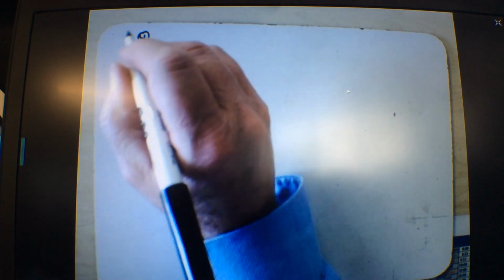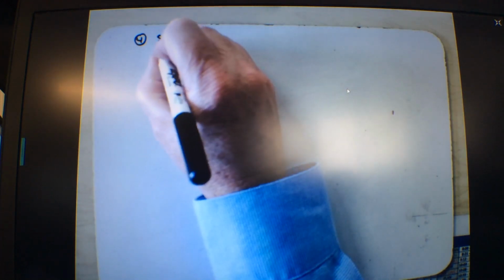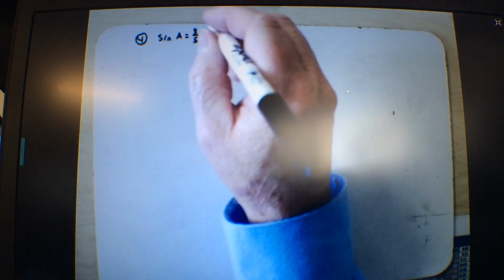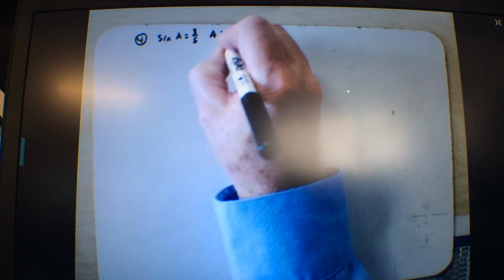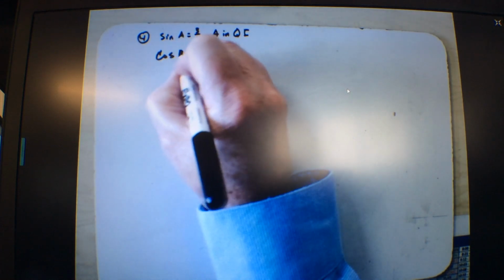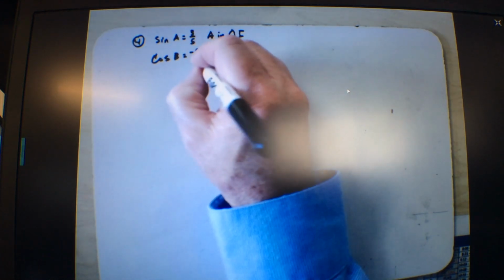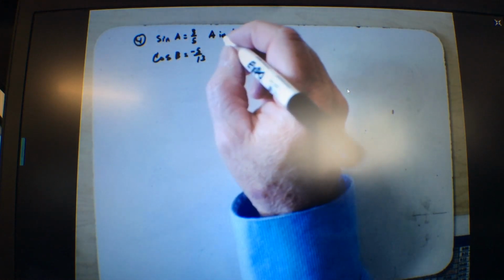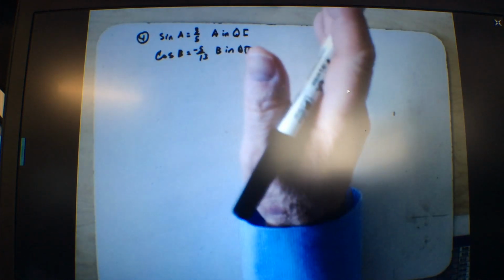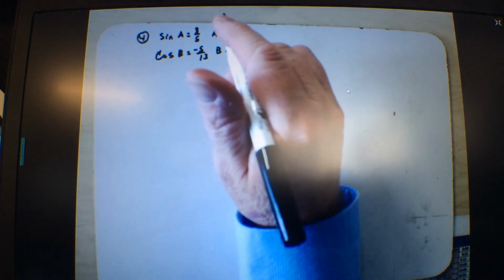So let's take a look at example 8, which we're going to call example 4. And it says, sine of A is 3/5, and I'm only going to do one here. And A is in quadrant 1, right? And cosine of B is a negative 5/13. So does this look familiar? And B is in quadrant 3. So we're basically using the same triangles, right? So I'm not going to draw them, I'll refer back to them.